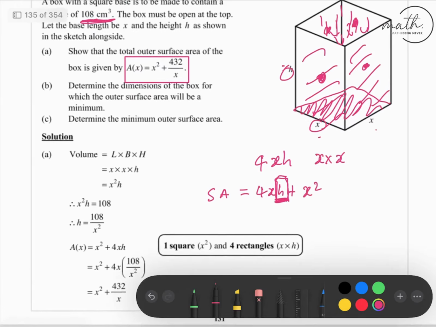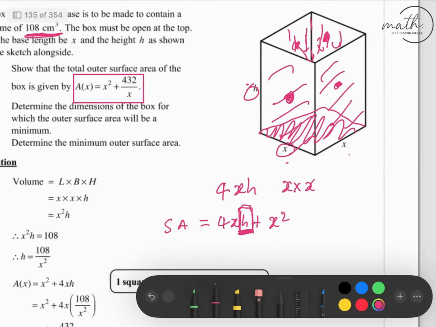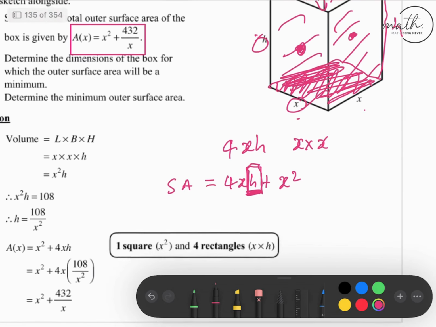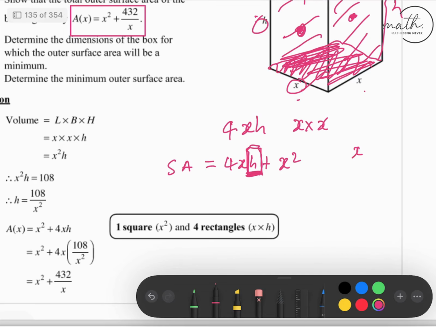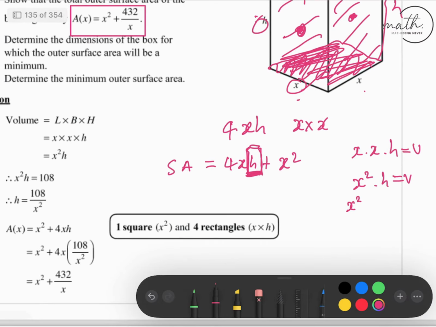It said the volume is 108 cm³. Now you need to understand how to find the volume of this box. The volume is the area of the base times the height, just like we did in grade 11. So you need to remember that. It's x squared times h, that's the volume. Now they told us the volume, so x squared times h should equal 108.